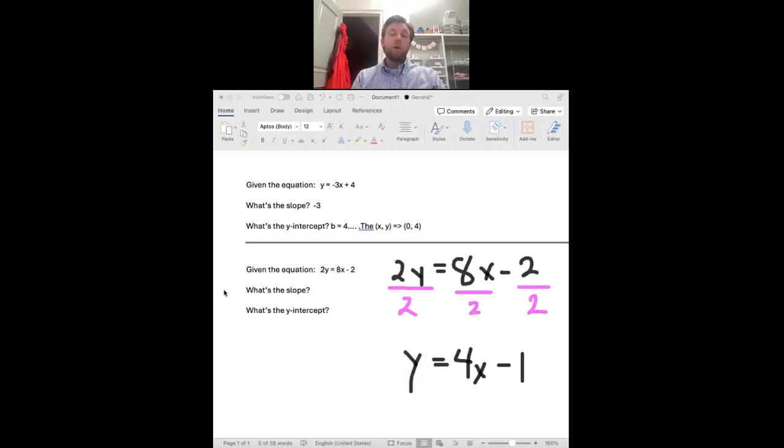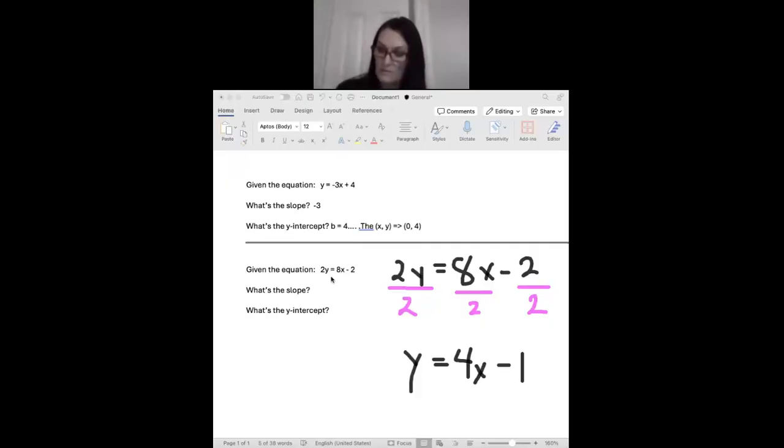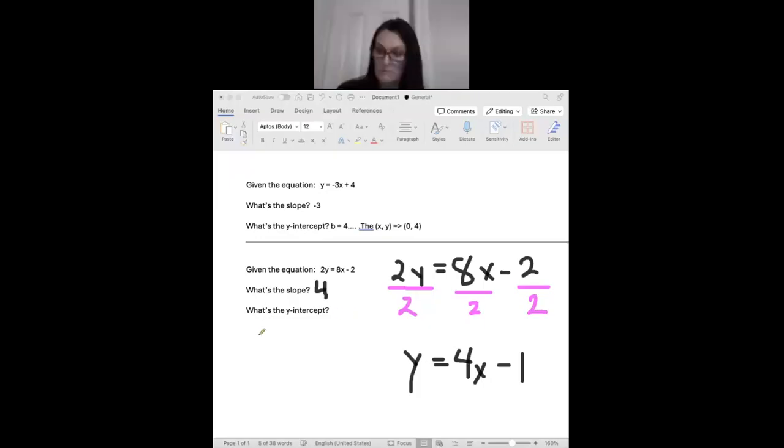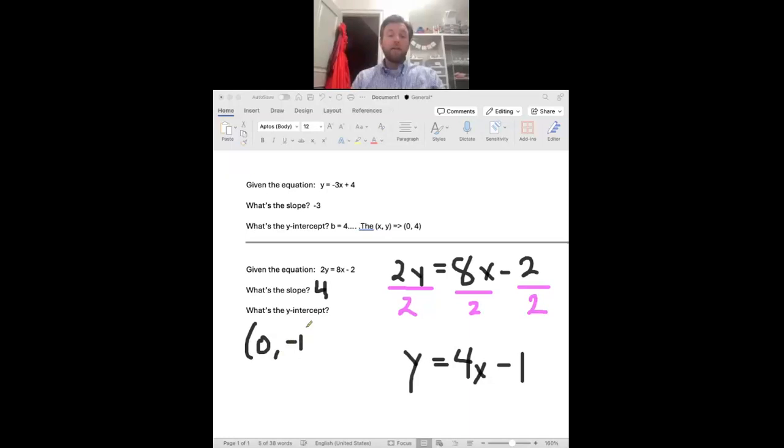So then, what's the slope? What's the y-intercept? What would you all say? 4 would be the slope. Say it again. 4. And what's the y-intercept? Would it be -1? Mm-hmm. So that's the y value when x is zero. So the actual ordered pair is 0, -1. This is just the y, but you've got the -1.